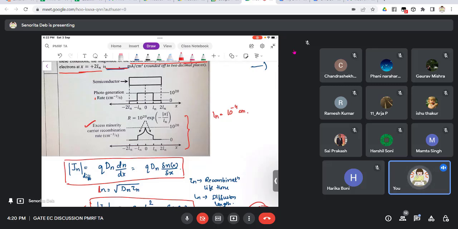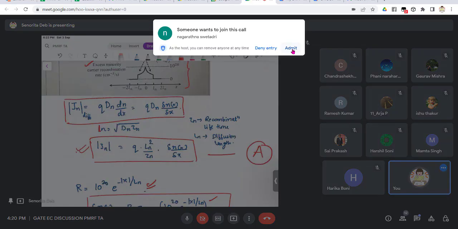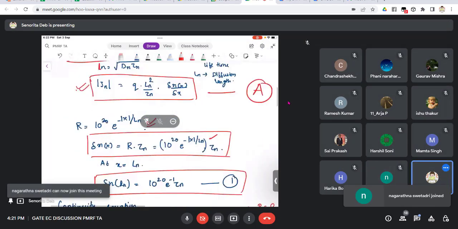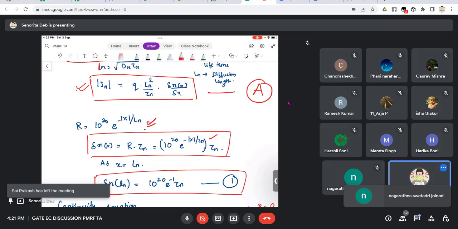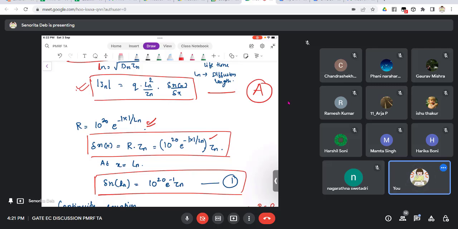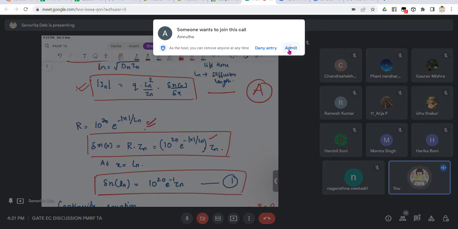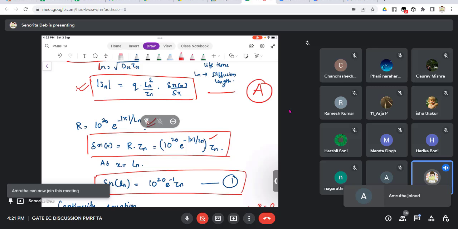If you remember, Chandrasekhar had asked one question in the second class in which we had just multiplied this R with tau and we got the answer, because there was no dependence on the diffusion length there. There was no x. But here the R has a particular profile according to which we have to find the concentration. So you can write the concentration delta n of x as R into tau, which will be given with this formula: 10 to the power 20 e to the power minus mod x by L_n tau_n, right?